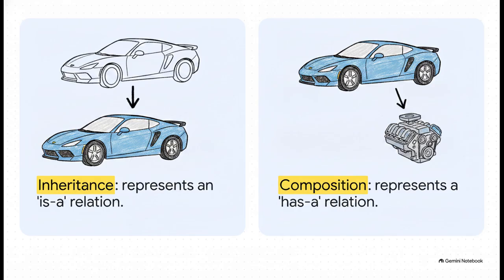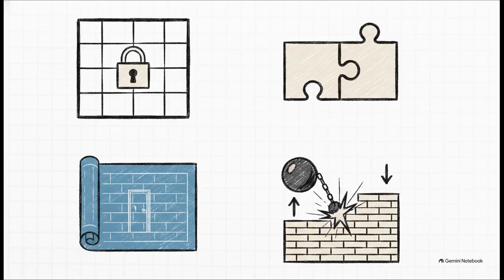Composition or aggregation, on the other hand, is strictly a has-a relationship. A car has an engine. It doesn't inherit from it. Actually, using composition is exactly how a lot of modern programmers bypass that whole multiple inheritance nightmare we just talked about. So here's your cheat sheet. The critical patterns you absolutely must memorize.